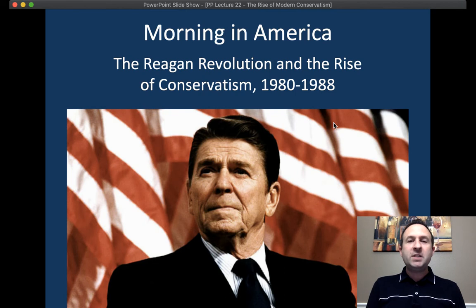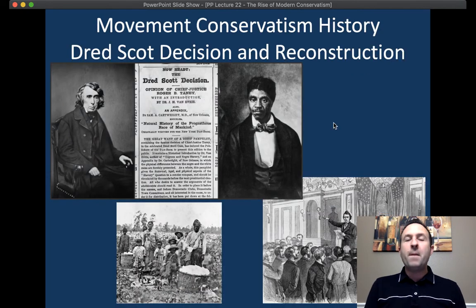But to understand how we get to Ronald Reagan, we have to go back and understand what is called the New Right, understand the rise of modern conservatism, but more specifically a group that's called movement conservatives, or movement conservatism. And to understand what movement conservatism is, we have to go back a long way in history. And so we're going to spend the first part of this lecture on that.